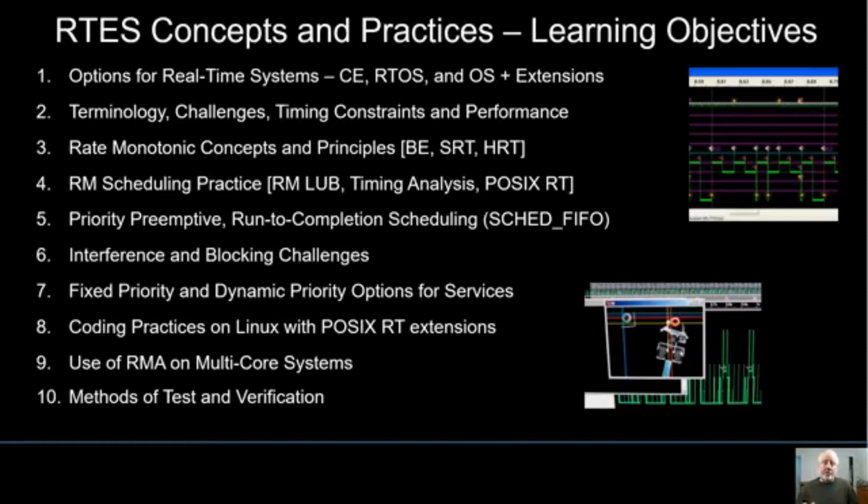So this first course is great so that you really know what real-time systems are and how they're different from non-real-time. First of all, we cover options for real-time systems: cyclic executives, real-time operating systems, and traditional operating systems with real-time extensions. The course takes an approach of the last option. So you acquire a Raspberry Pi and use that running Linux and use the POSIX real-time extensions. The reason we do that is that's the most convenient for students working at home and taking this course asynchronously.